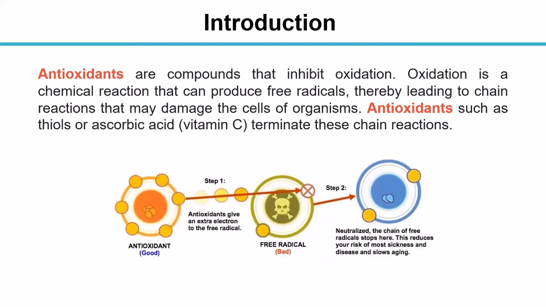Antioxidants give an extra electron to the free radicals. After free radical is neutralized, the chain of free radicals stops. This reduces your risk of most diseases and slows aging process. So I suggest you guys eat more fresh vegetables and fruits.